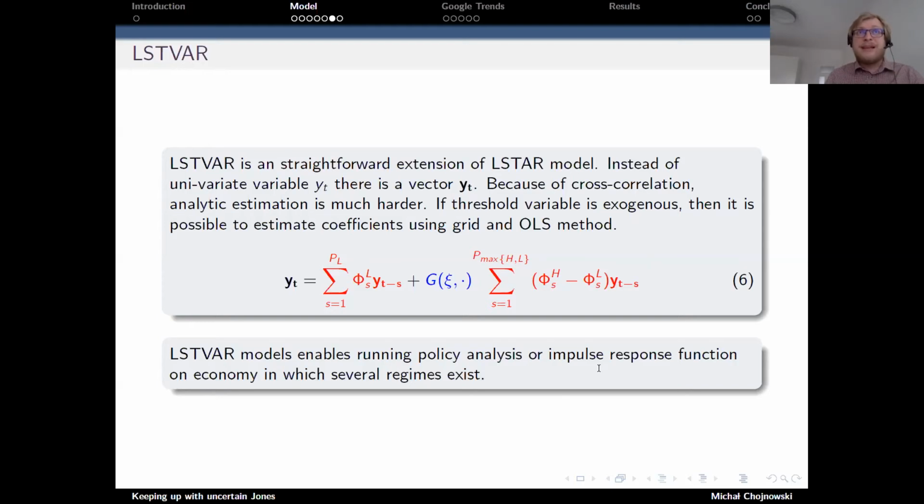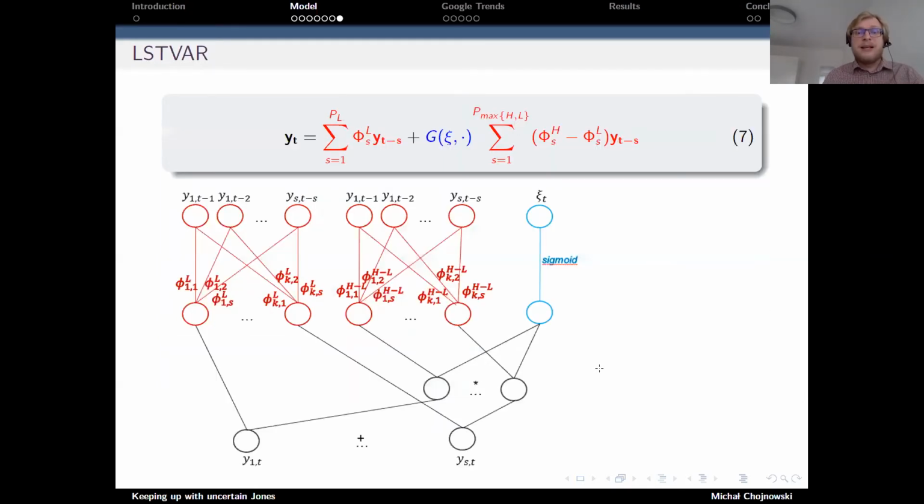There is still a heuristic method, though: if we have the threshold variable exogenous and we allow the grid search, then the estimation from each of the runs can be simplified to a model which uses the ordinary least squares method. But in general, the estimation of this model is not that simple. However, with the autoregressive neural network part, we basically just extend the model that we have from the LSTAR.